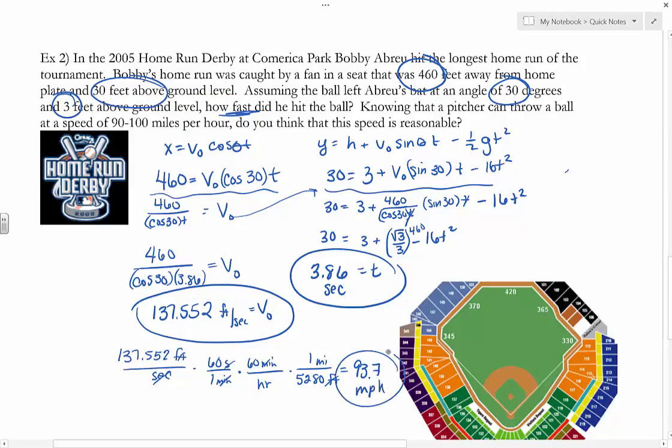And that does relatively seem reasonable. He's going to throw the ball, the bat's going to give it a little bit more force. Sure, that seems okay.